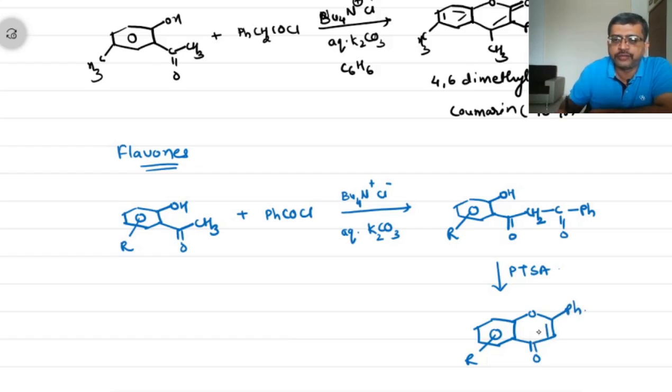Here there will be a pH group. So this is our flavone. Such flavones can be easily synthesized using tetra-N-butyl ammonium chloride. Similarly, we can use this tetra-N-butyl ammonium chloride for many different types of reactions.